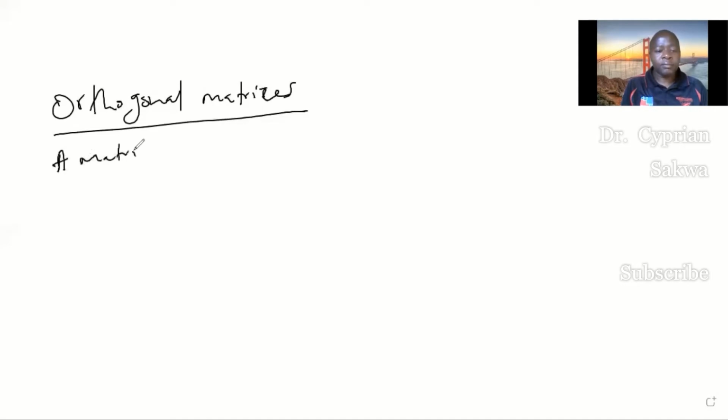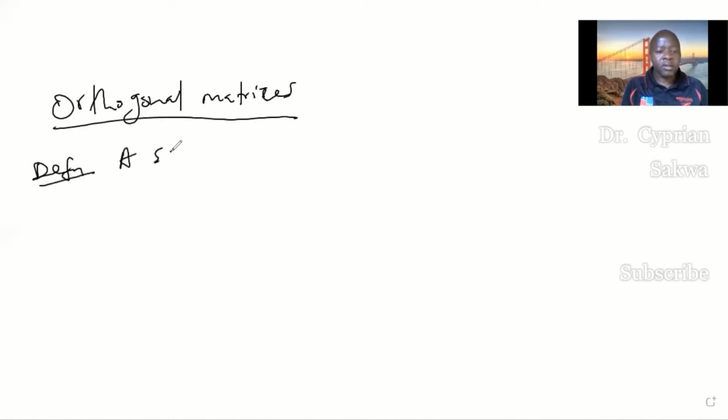Then lastly, let's look at orthogonal matrices. I'll define what these ones are. A matrix is said to be orthogonal, but let me say a square matrix. It must be a square matrix. Just a minute, I'm looking at the definition.